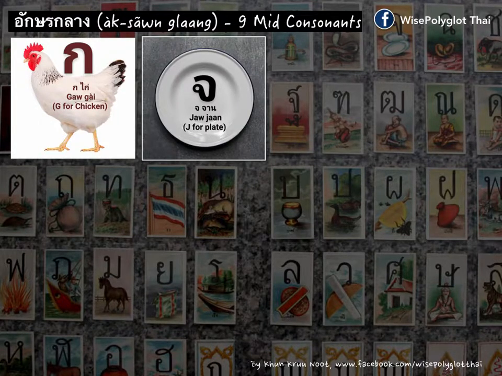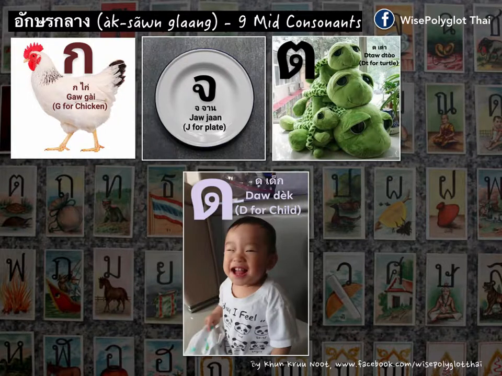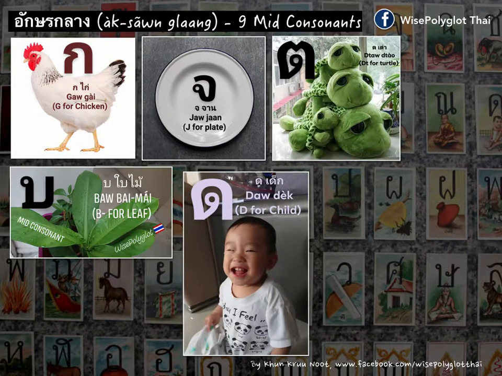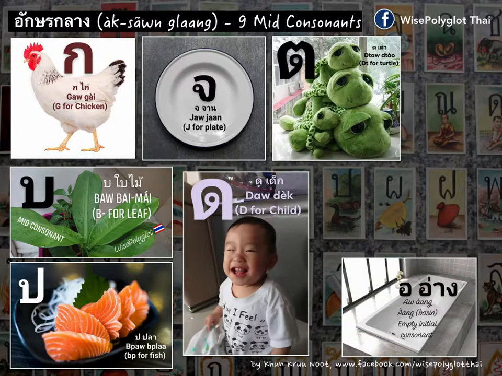Next is jo jan. Do dek. To tau. Bo bai mai. Po pla. Next, o ang. These are all the common mid consonants, because there's only one letter per sound.